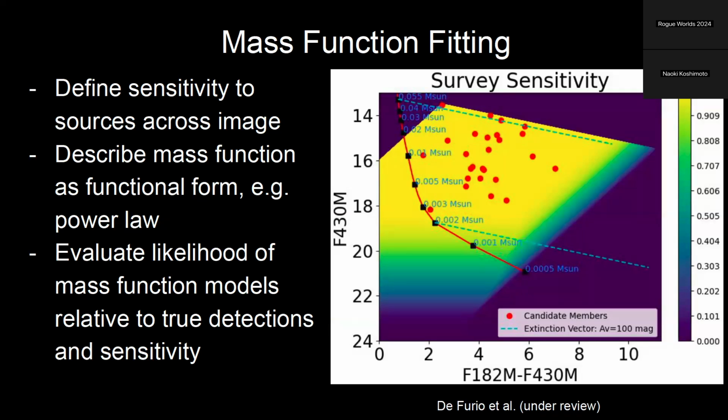We make fake populations and then determine both whether or not we would be able to detect those objects in that fake population given our sensitivity. And then we also calculate the likelihood of that specific model given our true detections in red. So we can combine these likelihoods to get the best fit functional form to these data.